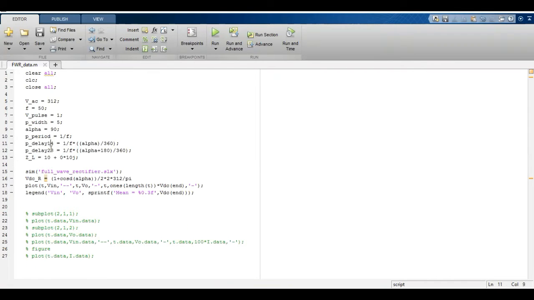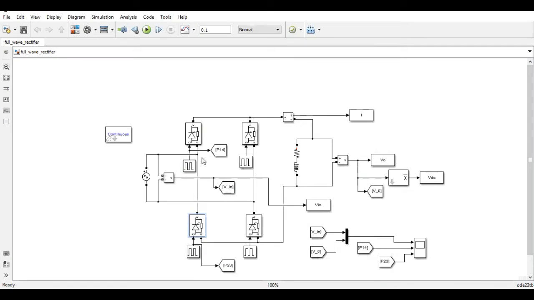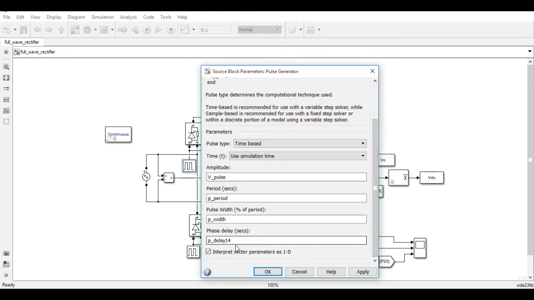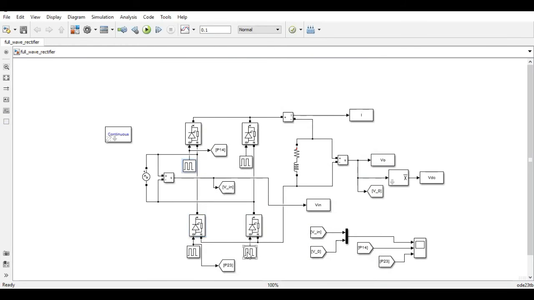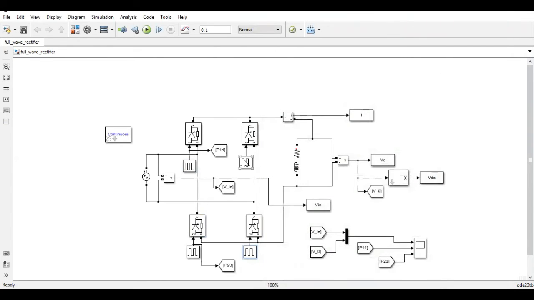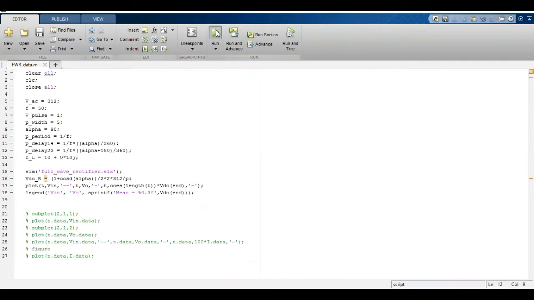So phase delay 1,4 and phase delay 2,3 are used, and when you double click over here, then you can see P delay 1,4. So this same value is used in this block. Okay, so P delay 1,4. Similarly, P delay 2,3 is used for these two pulse generators. So let's run this simulation file and let's examine our output.